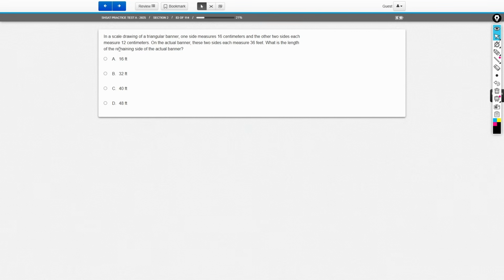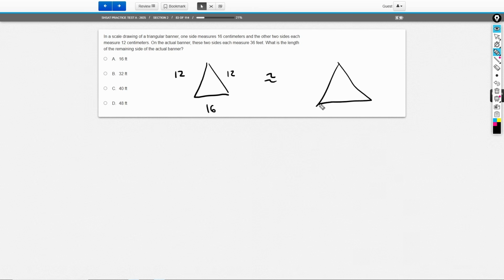All right. Next one. In a scale drawing of a triangular banner, one side measures 16 and the other two measure 12 inches. Okay, so let's look at this. We have... This is 16 inches, this is 12 inches, this is 12 inches. On the actual banners, these two sides measure 36 feet. Okay, so here I have 36 feet and 36 feet. And we want to know the length of the remaining side of the banner, okay?